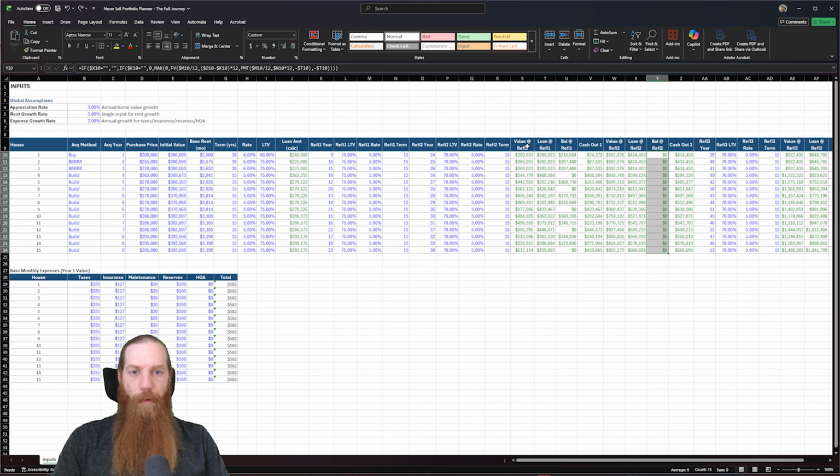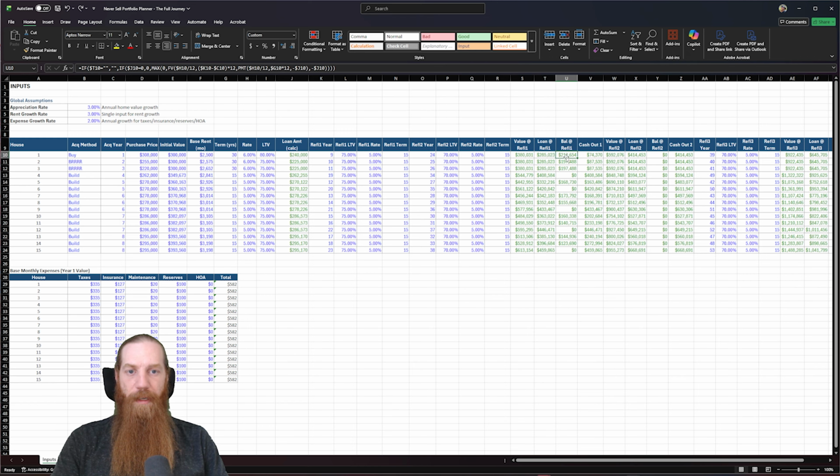I guess I'll run through these real quick. So you got your value at refi number 1. That's what the home value, the market value is. You have your loan at refi 1. This is what the loan is based on this value, right? And then the LTV that you selected. Balance at refi number 1. This is the balance of the existing mortgage.